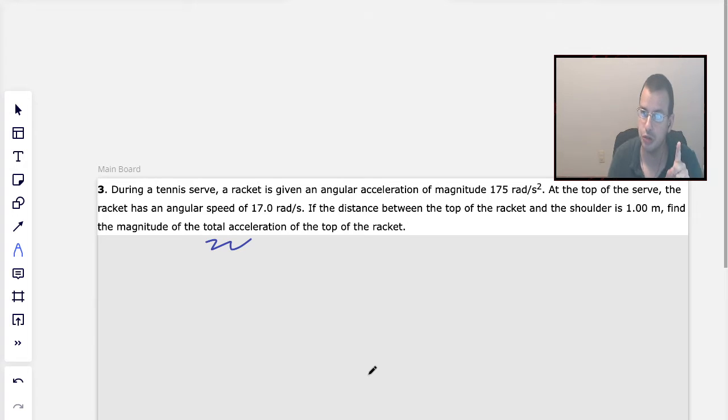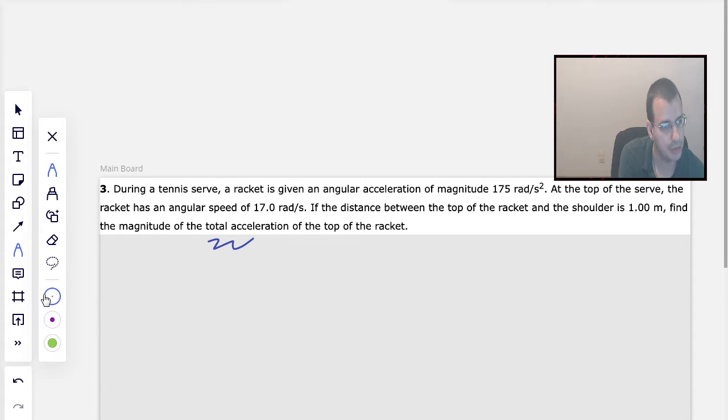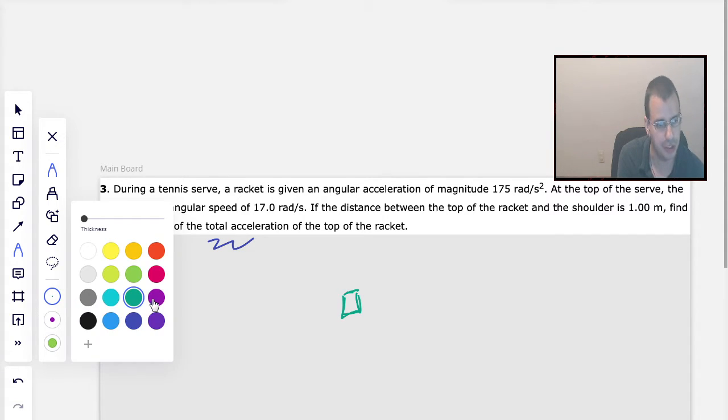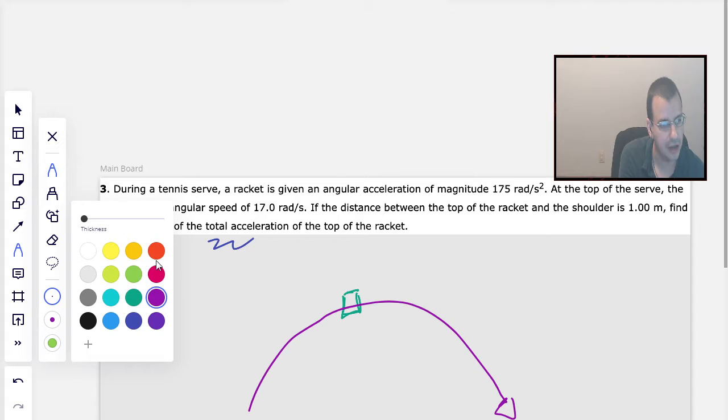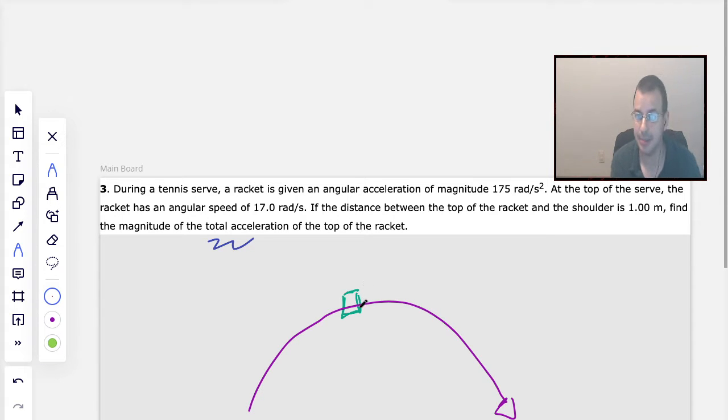All right. First thing we're going to do is draw a picture. So I'm going to represent the top of the racket as a block. I know it sounds pretty abstract, but we're going to go with it. And it's moving in a circular arc, like so. And this tip of the tennis racket is going to have two types of acceleration. It's going to have tangential acceleration, and it's going to have centripetal acceleration towards the center.